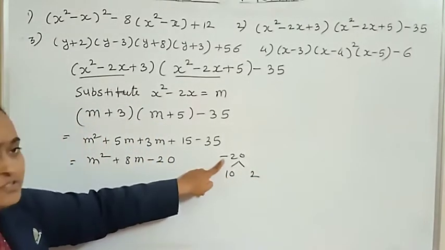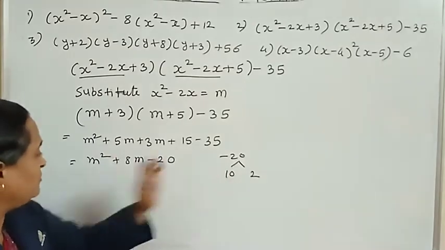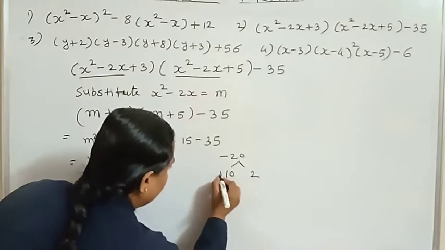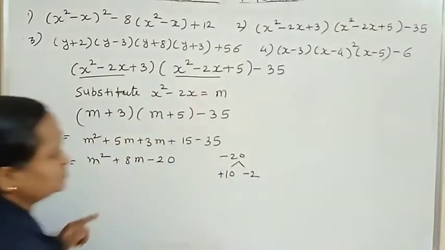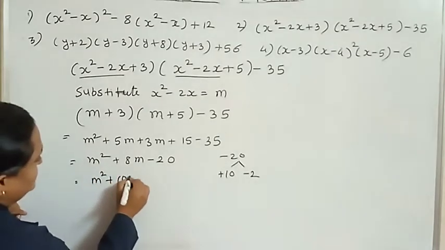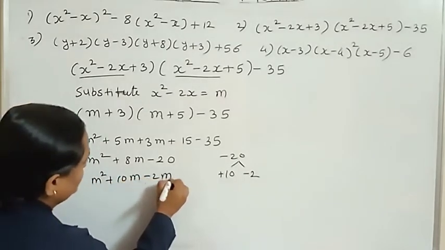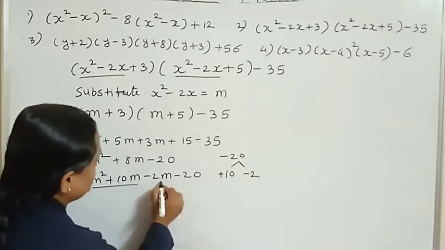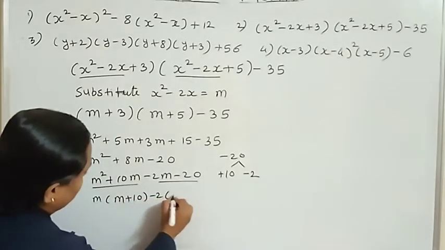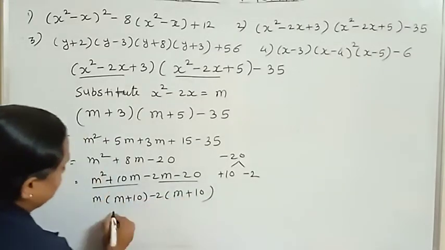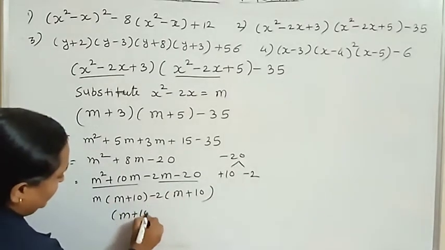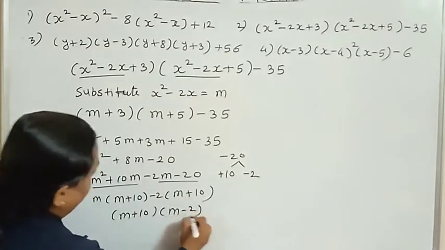Now again a negative number is there, therefore different signs will come. Now the middle number sign is positive, so give this positive sign to the big number and the remaining sign will come to the other number. Then factors: m square plus 10m minus 2m minus 20. First group, second group, m common. You will get m plus 10, minus 2 common, you will get again m plus 10. In the first example also I told you that you will get the same bracket. In one bracket m plus 10, in another bracket m minus 2.